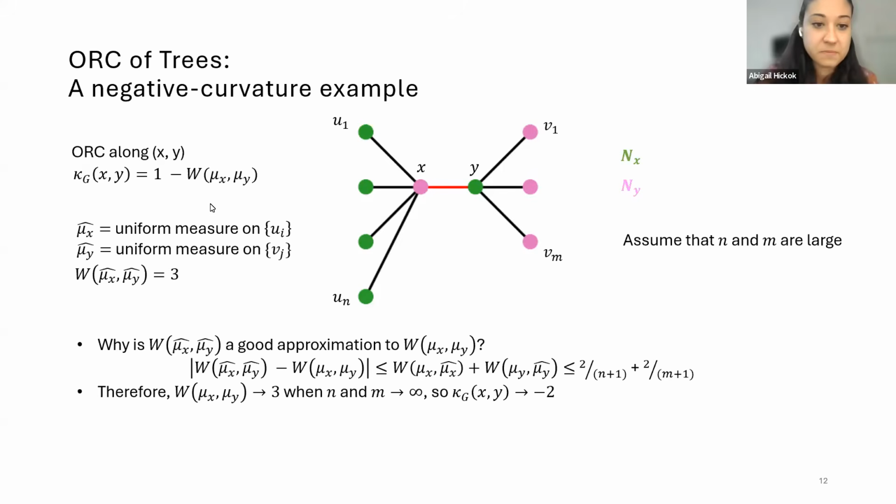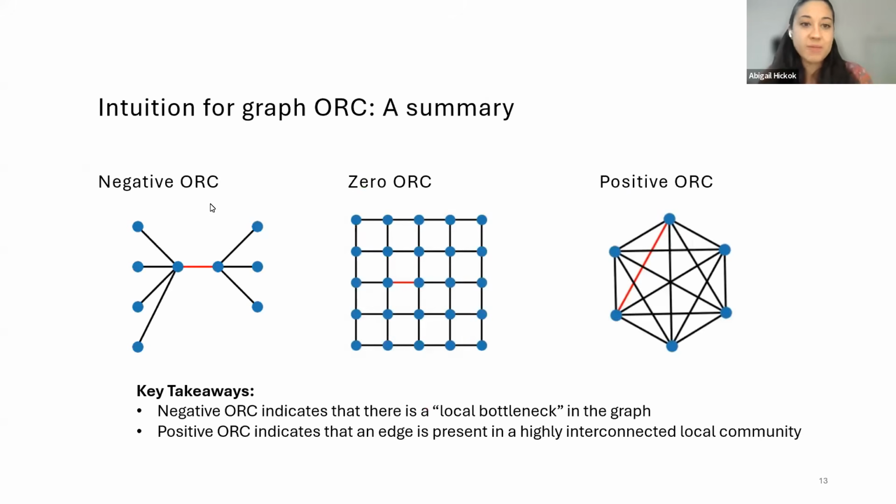Okay, so to summarize, we have these prototypical examples of Olivier-Ricci curvature. Key takeaways are that negative ORC edges tend to look like little bottlenecks in your graph, whereas positive ORC edges tend to connect nodes that are in a highly connected little community.